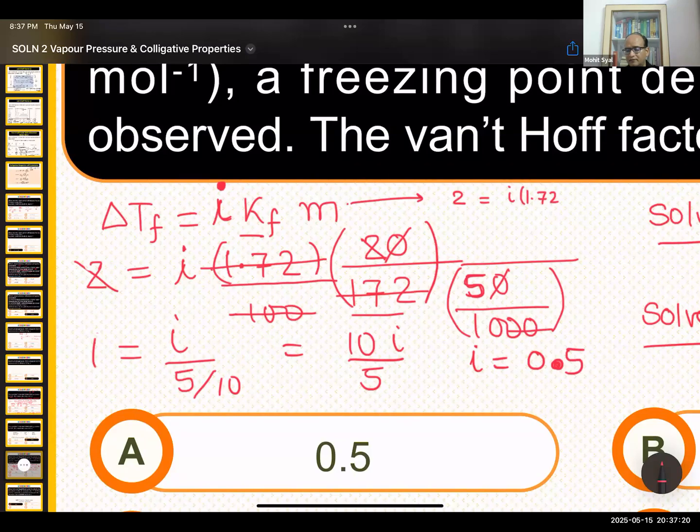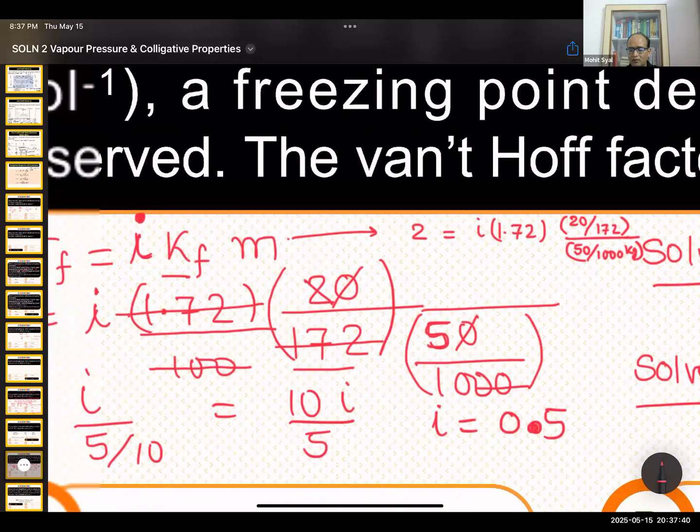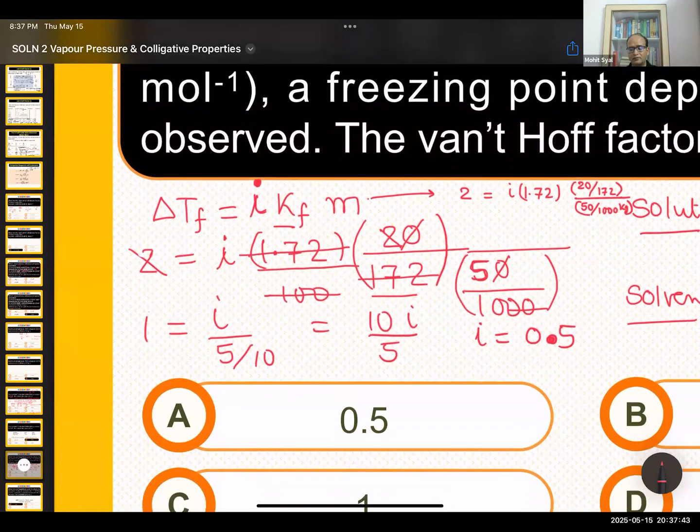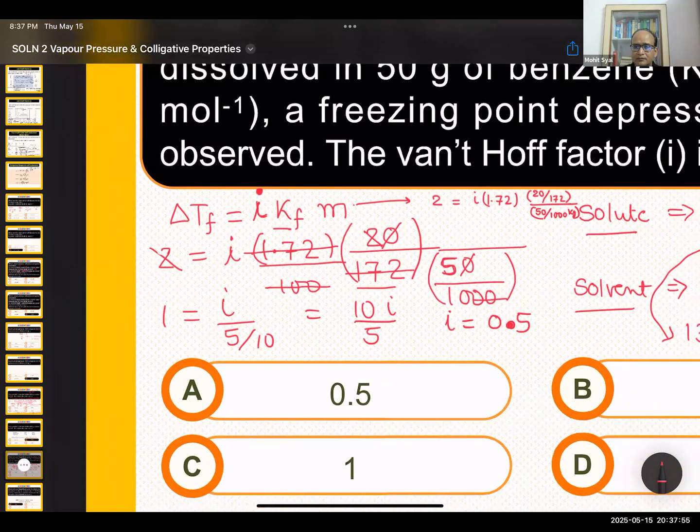1.72 is KF, and moles of naphthoic acid will be 20 divided by 172, and mass of benzene is 50 divided by 1000 kilogram. So we are going to simplify this one. So we are getting half as the answer. I hope everybody is getting it. Marwa, are you getting the answer? What answer are you getting? Tell me.